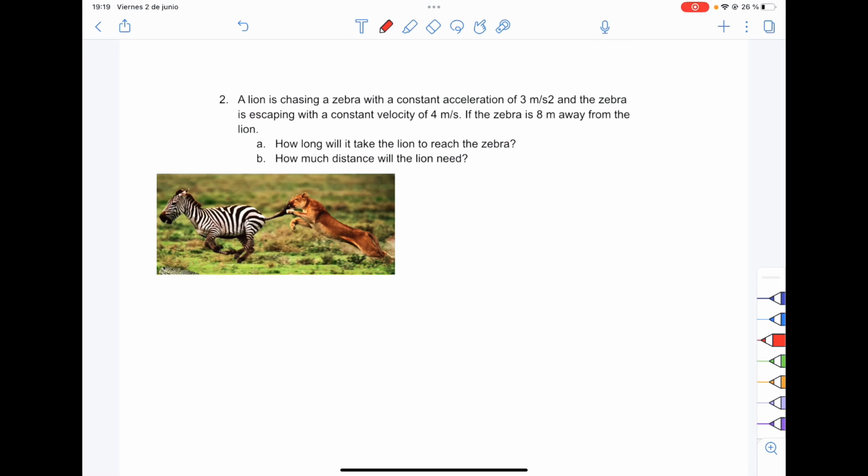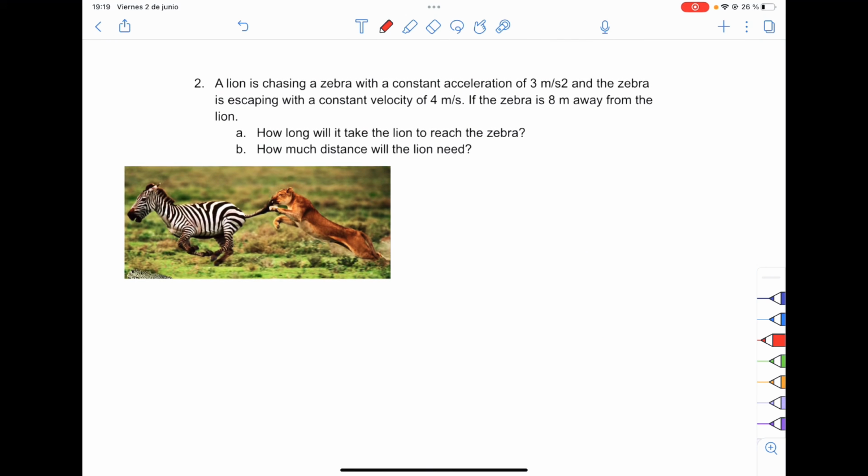Okay, let's do now this second exercise that says that there's a lion that is chasing a zebra with a constant acceleration of 3 meters per square second, and the zebra is escaping with a constant velocity of 4 meters per second. If we know that there's constant acceleration, we know that it is an accelerated movement. If we know that there's constant velocity, we know that there's a uniform movement.